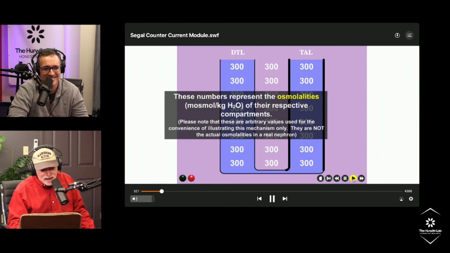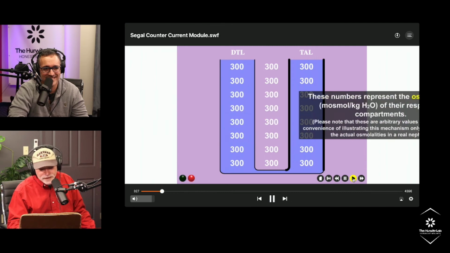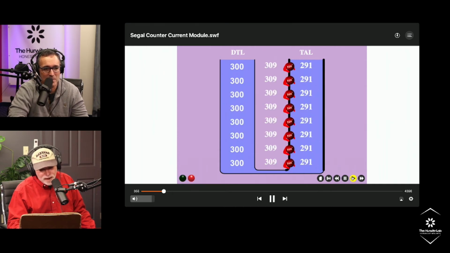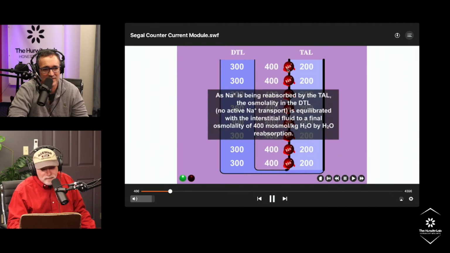And now they say, this is the osmolality of the different compartments. And again, when tubular flow is stopped momentarily, which does not happen in real life, that's when they're going to do the active transport. But in real life, the active transport's going on with the flow. So what happens first is the first effect, the single effect, the active transport, the transport of sodium, passively here, actively here.